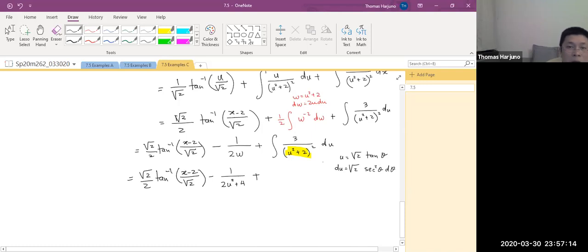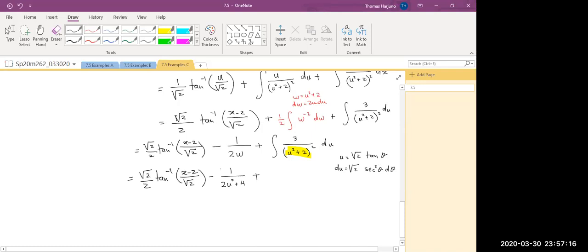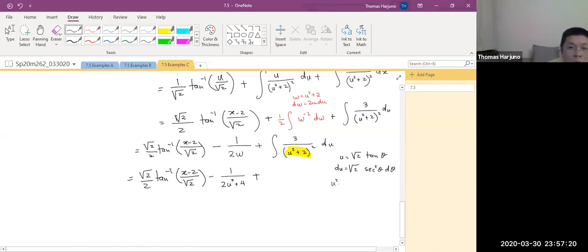Is it okay? Now therefore u squared plus 2 will become 2 secant squared theta, right? And u squared plus 2 being squared will become 4 secant to the 4th theta. Is it right?